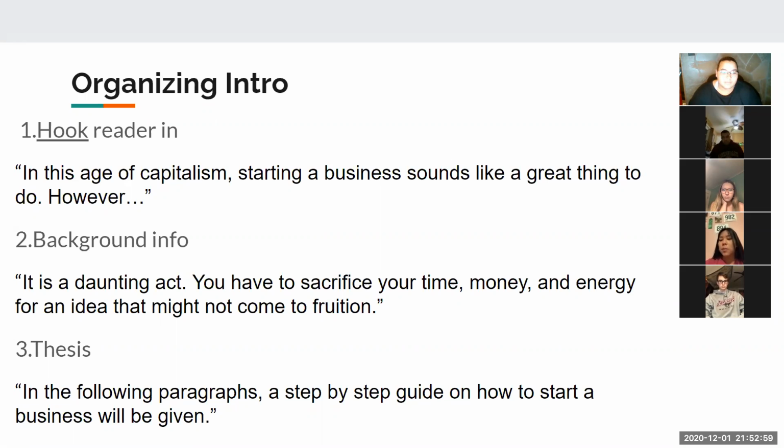3. Thesis is the most important part in your intro. It must be clear and concise so the reader understands what the writer is writing about. Throughout the paper, the author will come back to the thesis. The author's thesis was, in the following paragraphs, a step-by-step guide on how starting a business will be given. He clearly states what the paper will be covering.